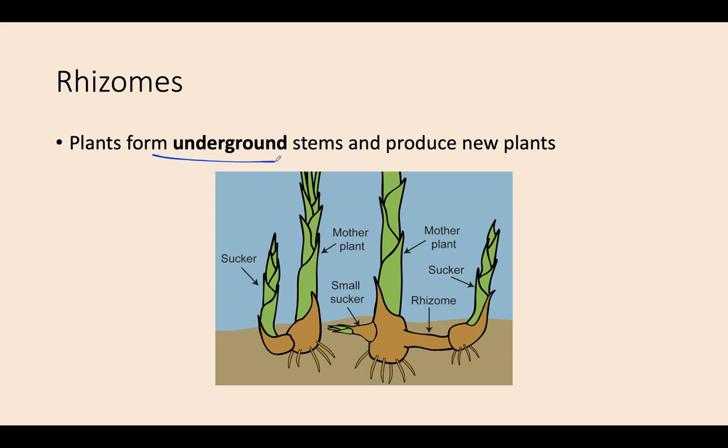So there are rhizomes. They will form underground stems and produce new plants. So here is your rhizome. It's the same idea as a runner, but it is underneath the ground.